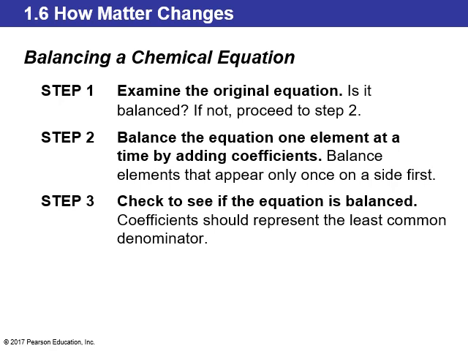We want to start by balancing elements that only appear once on a given side. Sometimes if you have multiple compounds in the equation, you might have oxygen or carbon or some element in more than one compound on the same side of the arrow. It'll make things simpler for you if you start by balancing elements that only appear in one compound on a given side.